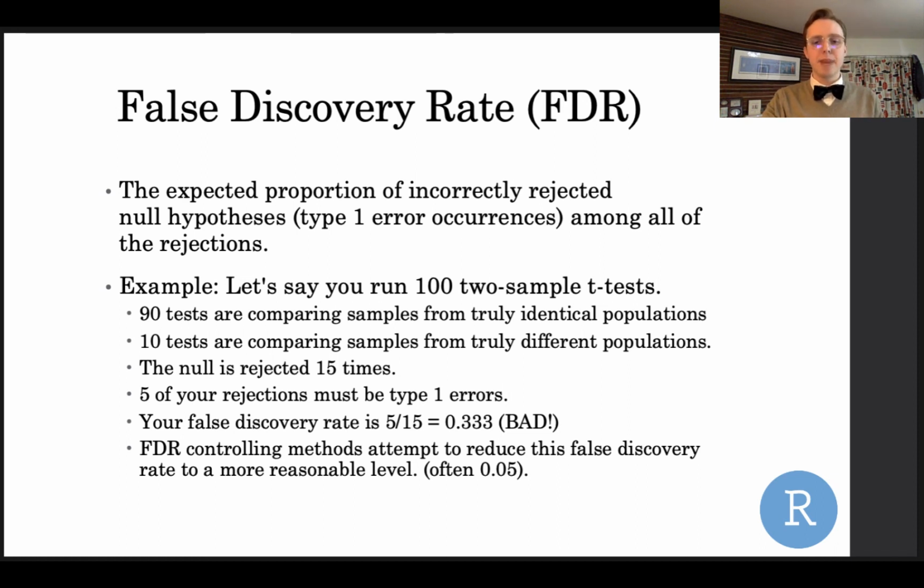This is bad. FDR controlling methods attempt to reduce this false discovery rate to a more reasonable level, often about 0.05. So now we are going to jump into R once more, and we are going to look at an example of how we can control false discovery rates.